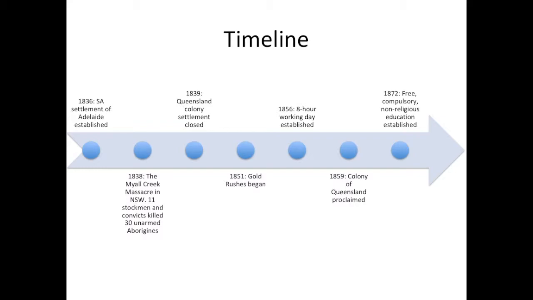In 1838, the Myall Creek massacre took place in New South Wales, during which 11 stockmen and convicts killed 30 unarmed Aborigines. They were tried, and 7 of them were hanged. In 1839, the Queensland colony settlement closed.